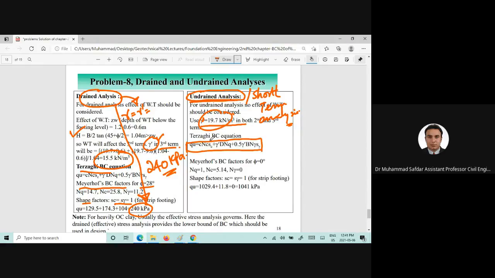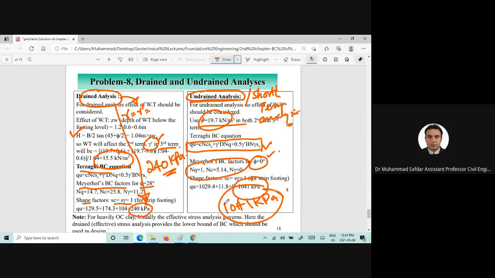So we will use gamma equal to 19.7 kilonewton per cubic meter in both the second and third term, and you will use the Terzaghi's bearing capacity equation. As we know that phi is equal to 0 in undrained analysis, so Nc is equal to 5.14, Nq is equal to 1, and Ngamma is equal to 0. And then you will come up with the value of 1041 kilopascal. Now, which one is the governing condition?